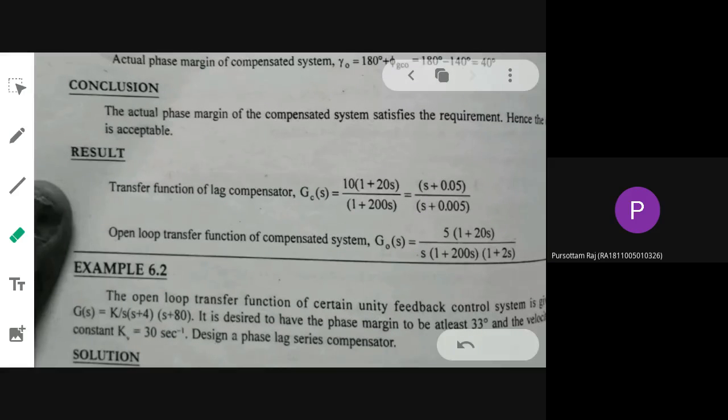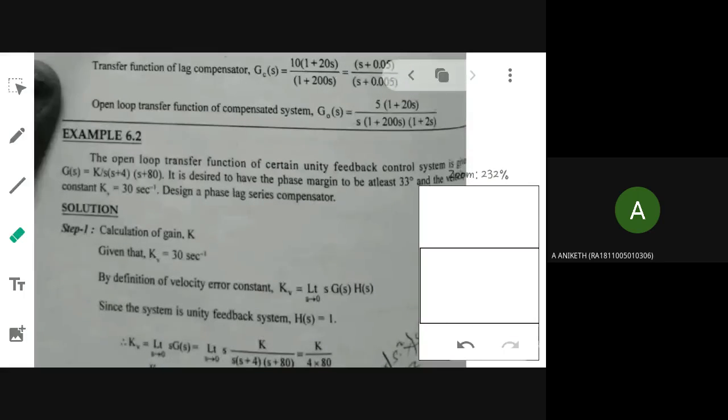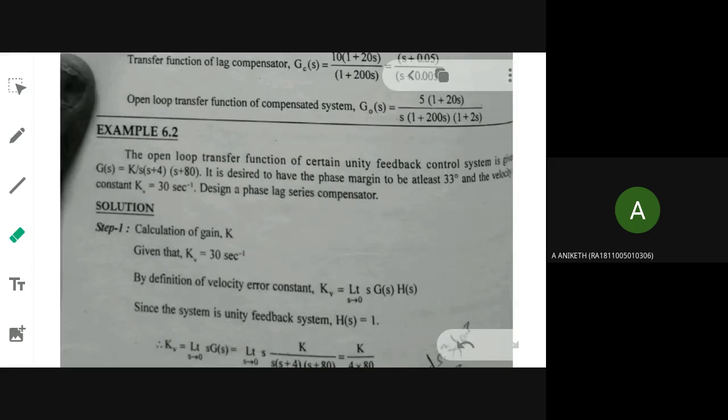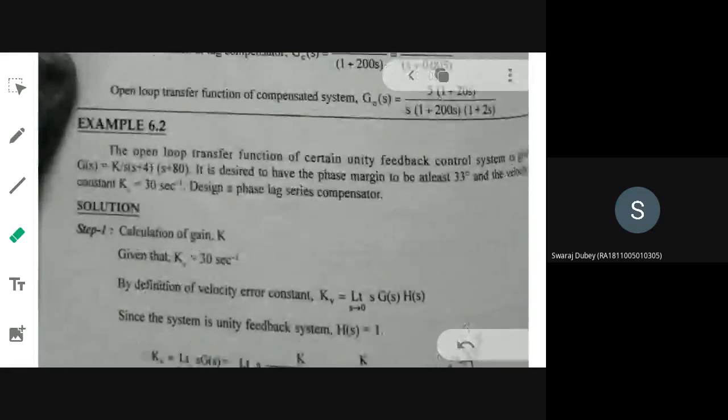Yes or no? One more problem is there. This problem we try to solve. Okay, let me check. Some 20 minutes are there. Try to tell me what is the phase margin of the uncompensated system. Till that you can solve. What is given in the problem statement? What is the open loop transfer function that I have specified? K divided by S into S plus 4 into S plus 80.